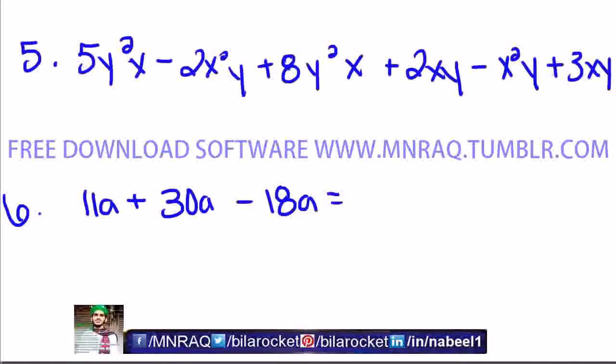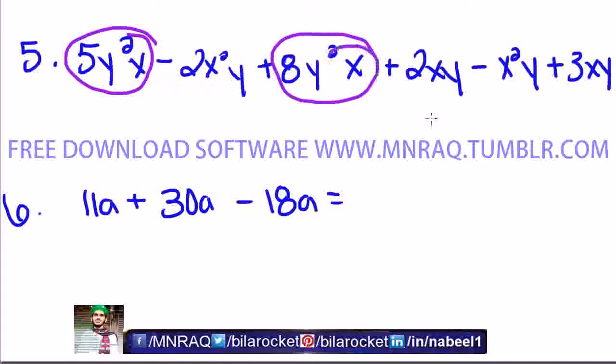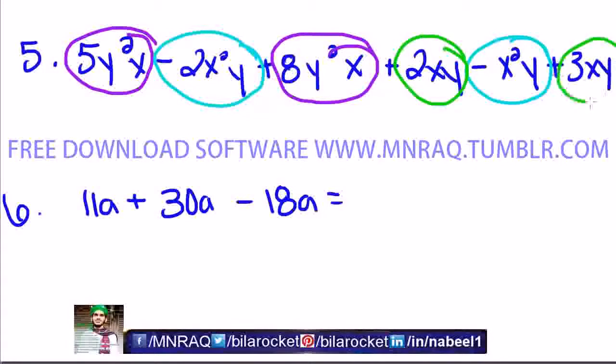Okay, now this one is a little more tricky. So I'm just going to circle all the like ones in the same color. So this is 5y squared x. This is x squared y. This is, oh look, this is another y squared x. Here, and that's all we have for y squared x's. Okay, look, this one is negative 2x squared y, and this is negative x squared y. And then we have 2xy and 3xy.